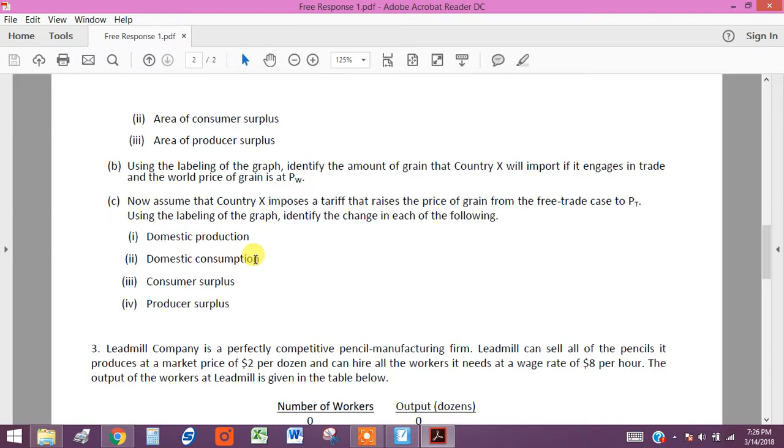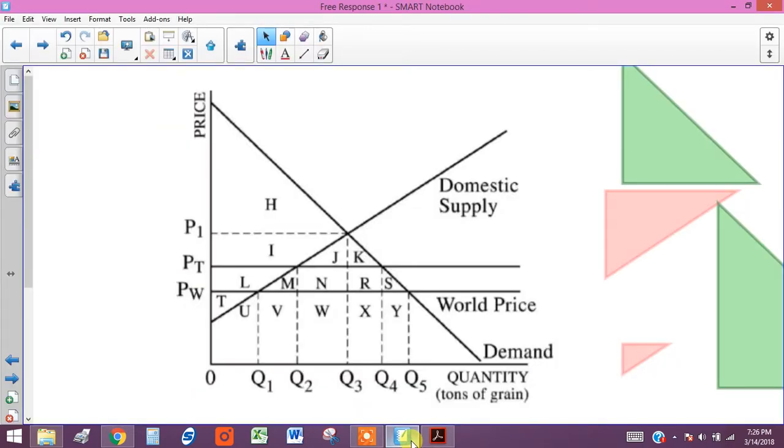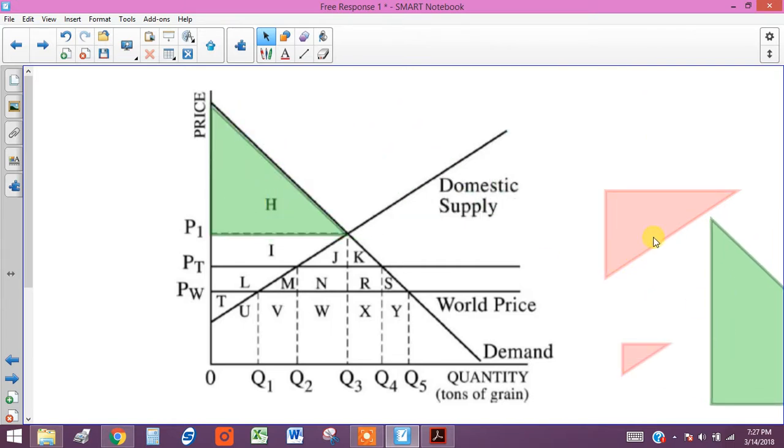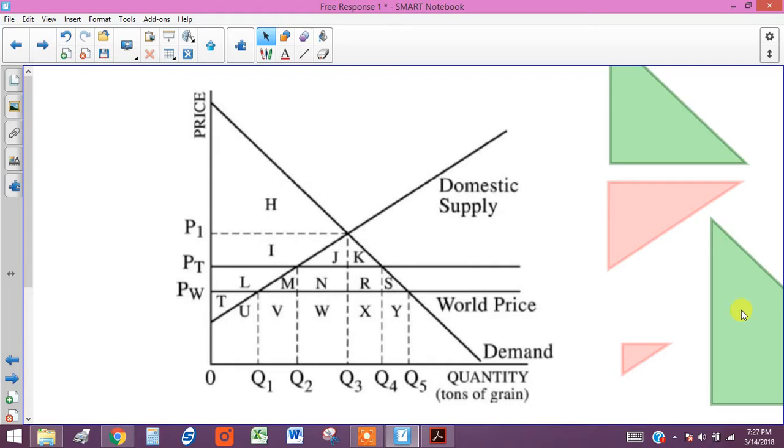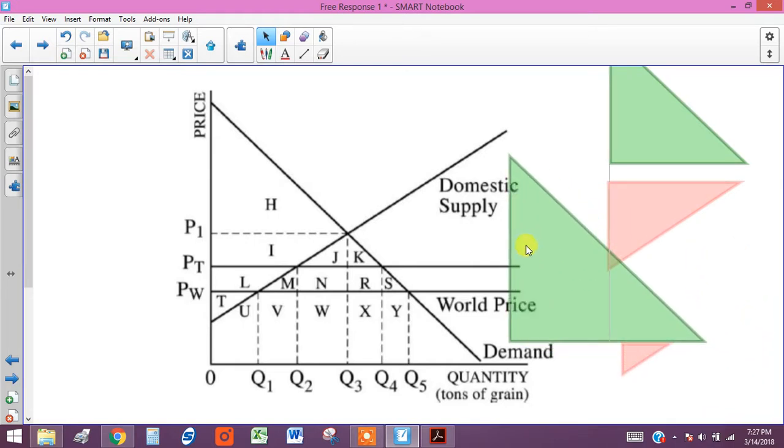Now, consumer surplus. First we need to look at what was consumer surplus at the world price. I had this here and this here, for the consumer and the producer surplus before trade. Anyway, when we have trade, because the price drops, we have much more. Our consumer surplus jumps up to here.